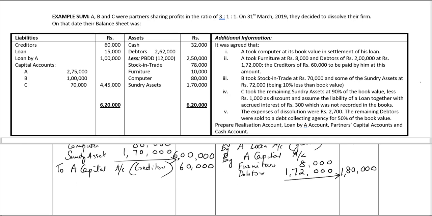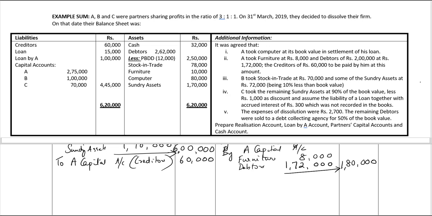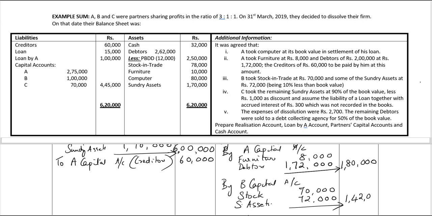Let's go to point 3. Partner B took stock in trade at rupees 70,000 and some of the sundry assets at rupees 72,000, being 10% less than the book value. So by B capital account, assets taken over, stock at 70,000 rupees and some sundry assets taken over at the value of rupees 72,000. So total assets taken over by partner B is 1,42,000 rupees.